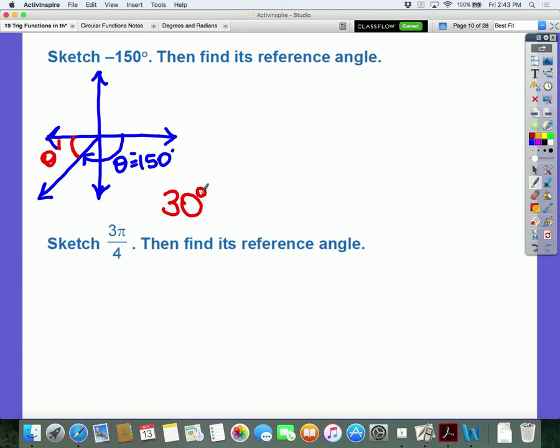Because all reference angles are positive. So it would be 150 minus 180 to get the reference, and that's how you get 30? Yep. Even if so, it's automatically like an absolute value.